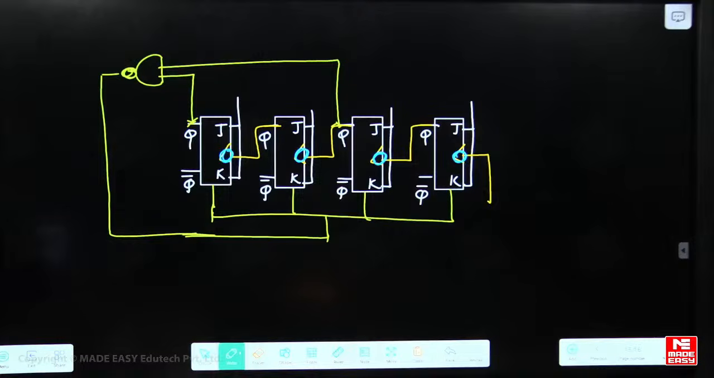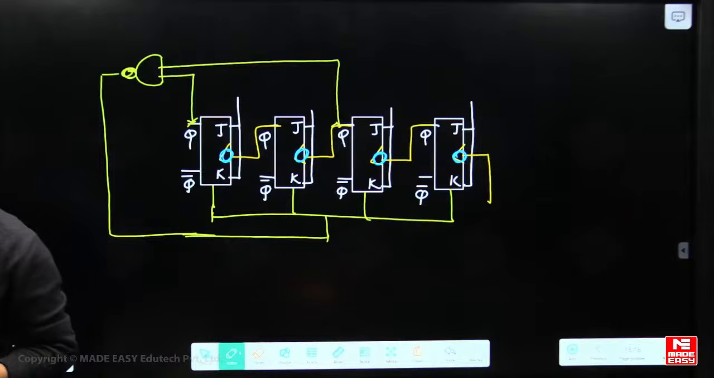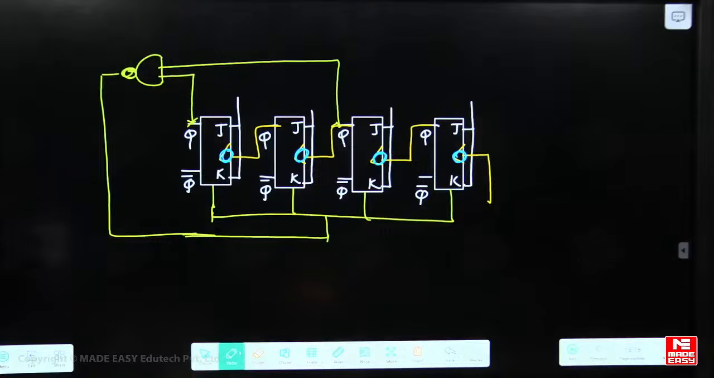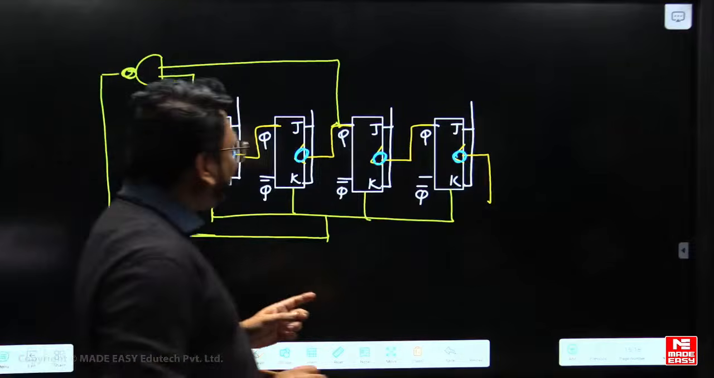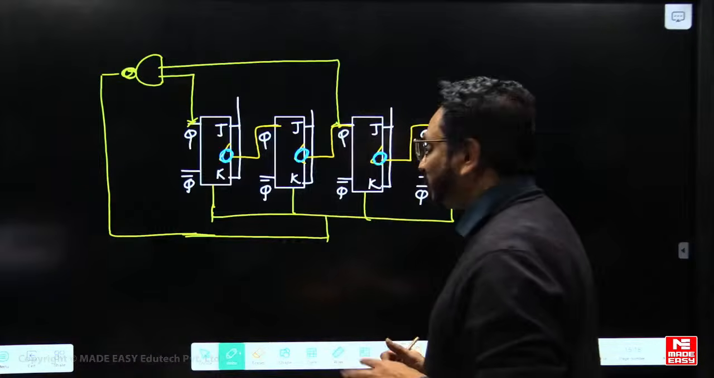Rishik said it's a down counter. And someone is saying up counter, someone is saying down counter. Okay, so carefully observe and tell me.